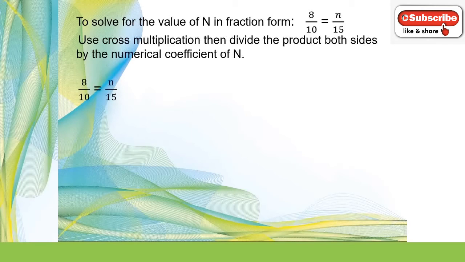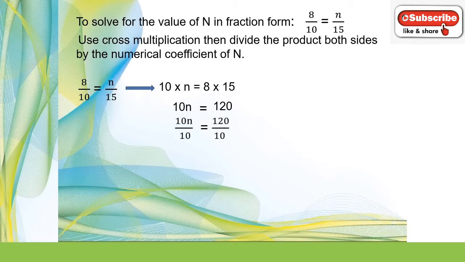8 over 10 equals n over 15. Cross multiply 10 times n, then 8 times 15. 10 times n equals 10n. 8 times 15 equals 120. Divide both sides by the numerical coefficient of n. So we have 10n divided by 10, then 120 divided by 10. 10n divided by 10 is 1n, or simply n, and 120 divided by 10 equals 12.